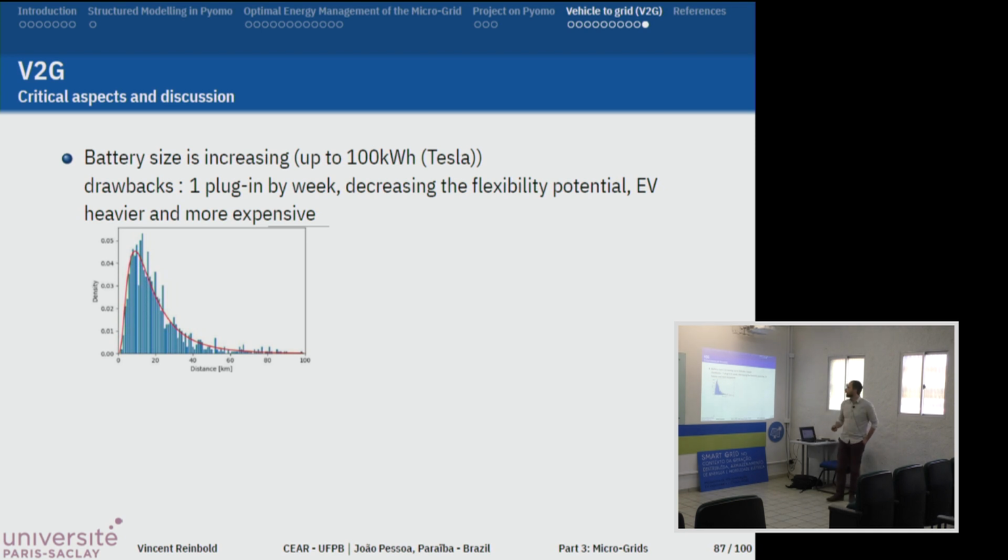Here it's just a small illustration, and I want to make some discussion and critical analysis of this technology.